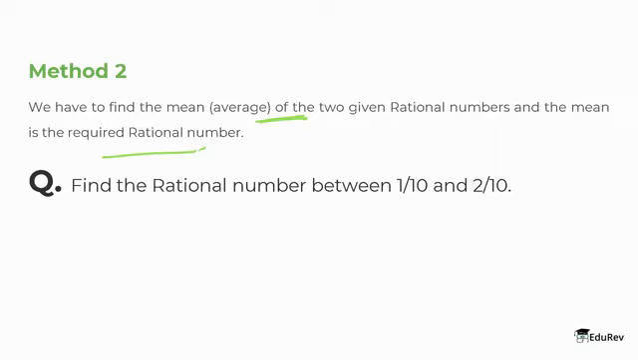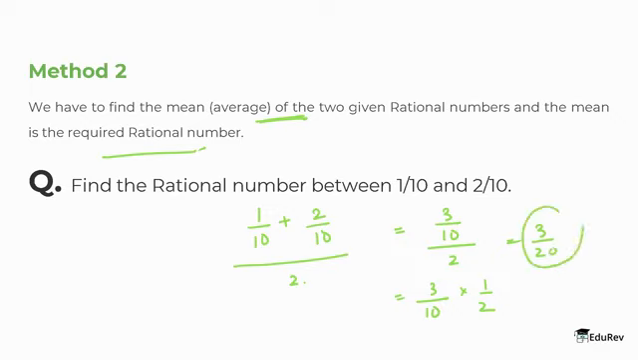Now let's understand this with the help of a question. The question says we need to find the rational number between 1 by 10 and 2 by 10. So I'm going to take the mean of these two numbers. I need to add 1 by 10 and 2 by 10, and after adding I have to divide by 2. So it's simply going to be 3 by 10 upon 2. When I take the reciprocal, it will be 3 by 10 into half. So the answer is going to be 3 by 20. So 3 by 20 is a number that is between 1 by 10 and 2 by 10.